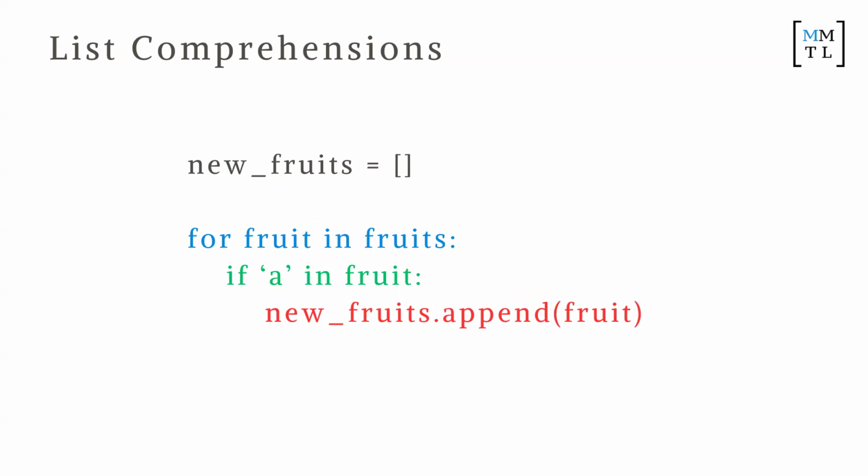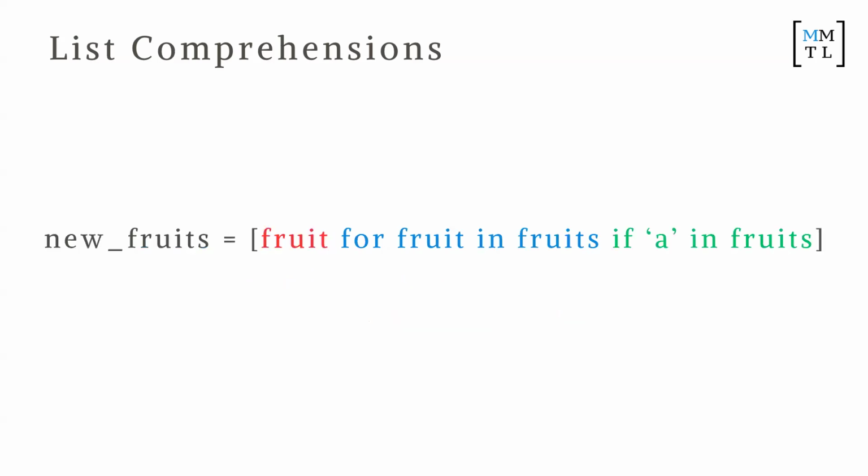Okay, any questions? All right, so Python actually allows you to do this in a single line, which is a very cool thing called a list comprehension. Okay, and it looks like this. So new fruits, so you create the list, equals fruit, for fruit in fruits, if A in fruits. So give that a try. Actually put that into your line of code and see if it spits out the exact same thing.